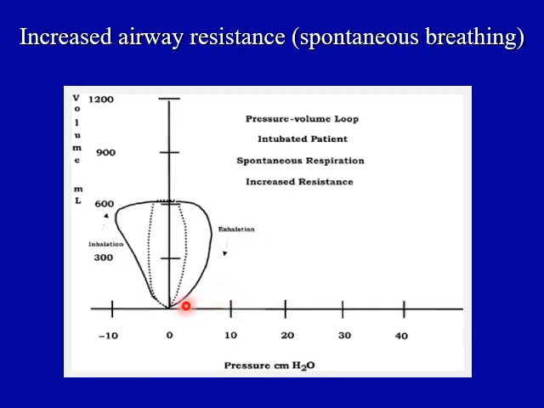So here, what we can see is a dotted line, which indicates the normal. This is spontaneous breathing. Whenever there is increased airway resistance, we can see an increase in airway pressure, and the expiratory resistance is also increased. So more pressure is generated by the patient to exhale the air. This is increased resistance in a patient who is breathing spontaneously.